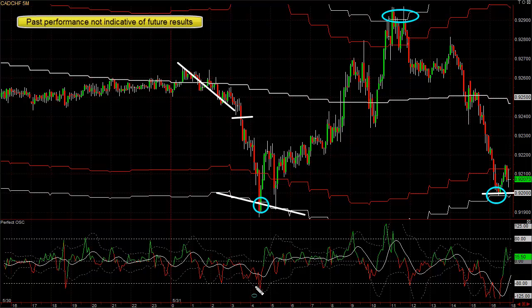And also notice the -80 level. Here, here, up at the highs here and here. This one right here reversed 15 pips, had a quick little shot up, and then came back down. Most of the time, at these plus and -80 levels on a perfect oscillator, it's going to reverse.